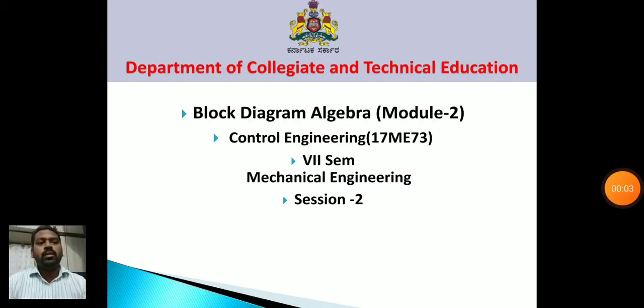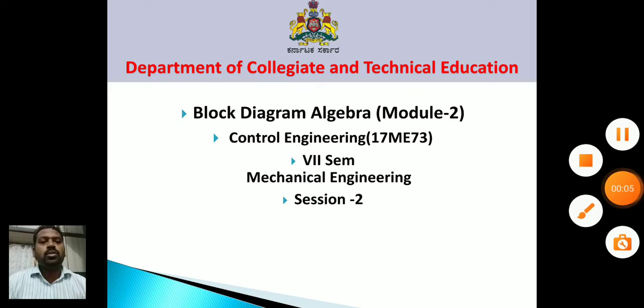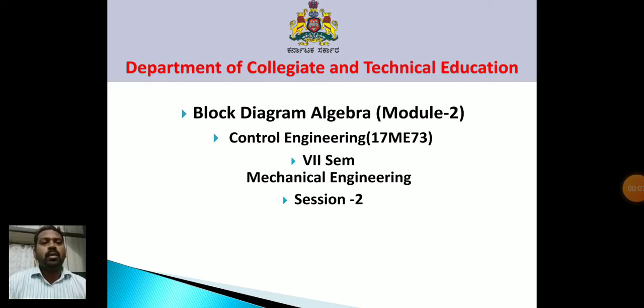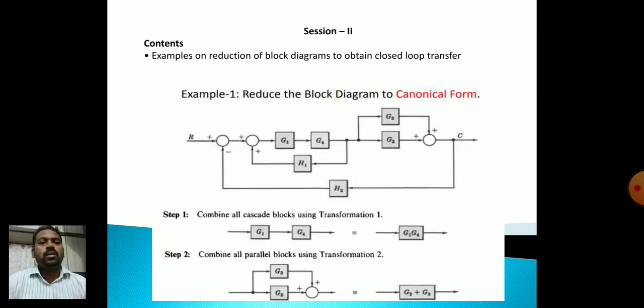Yes, welcome friends once again. Session 2 on block diagram algebra, that is from module 2 control engineering. So here let us understand once again the block diagram algebra, nothing but block diagram reduction method to get the transfer function, that is overall transfer function or control ratio. So how to get that one? Examples on reduction of block diagrams to obtain closed loop transfer function.